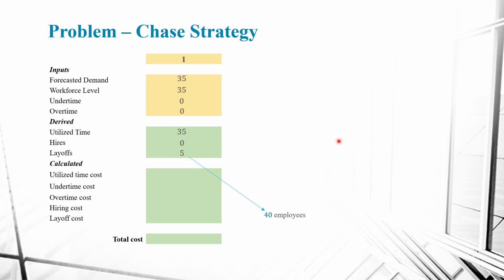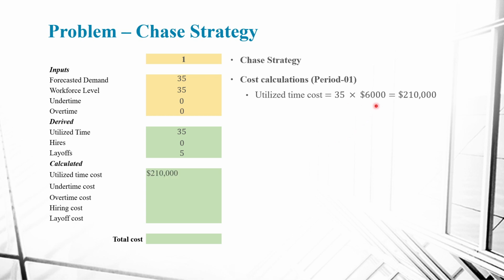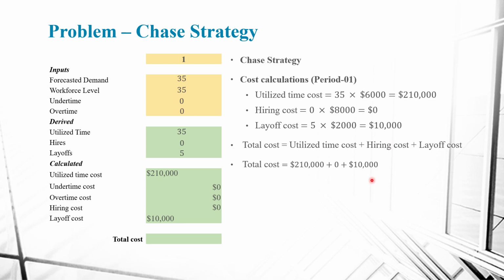The cost calculations for period 1 include the utilized time cost for 35 workers. There will be no undertime cost. There will be no overtime cost. The hiring cost will be 0 for period 1. Since there were 5 layoffs, we will have a layoff cost of $10,000. The total cost for period 1 will be equal to the utilized time cost plus hiring cost plus layoff cost. Adding up all these costs, we have a total of $220,000 for period 1.